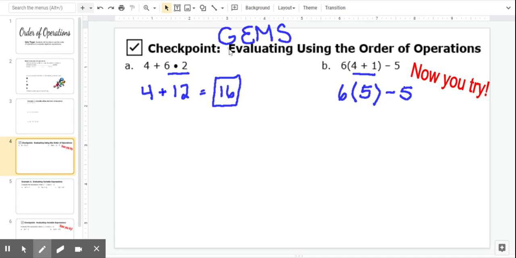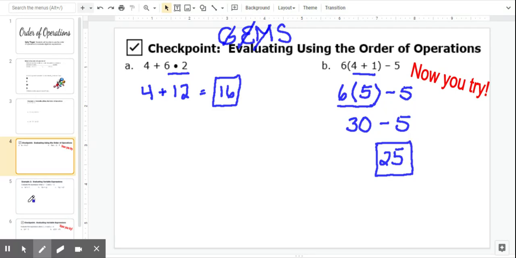So I'm going to go back to GEMS and I'm going to keep going through. We did G for grouping symbols. Do I have any exponents in this problem? No, so I can cross off exponents. M stands for multiply or divide. Do I have any multiplication or division in this problem? Yes, I have multiplication. 6 times 5 just gives me 30. I'm going to bring down the minus 3, cross off multiplication. I only have one step left. I need to subtract or add, and I see subtraction here. What's my final answer? My final answer is 25.